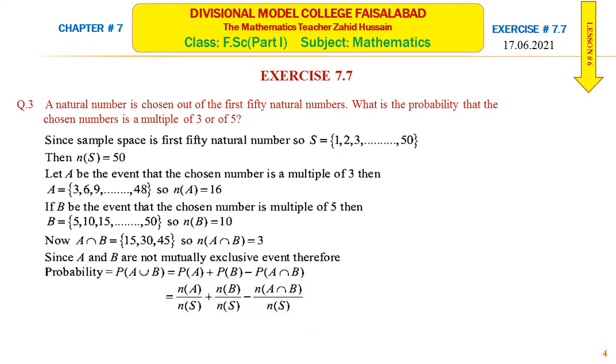Now put the values. Number of elements of A is 16 and total number is 50. So this is 16 over 50 plus 10 over 50 minus 3 over 50. Simplify this, you will get 16 plus 10 minus 3 over 50, and this is equal to 23 over 50, because this fraction is in its simplest form. So this is your final answer.